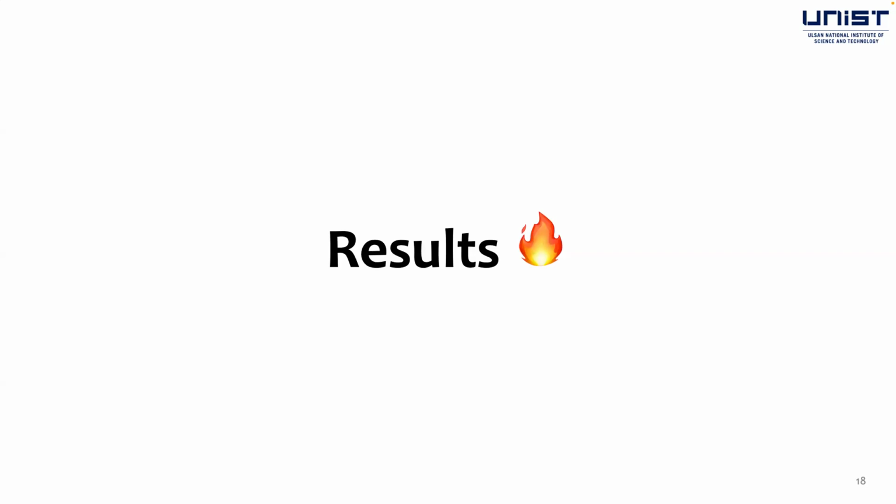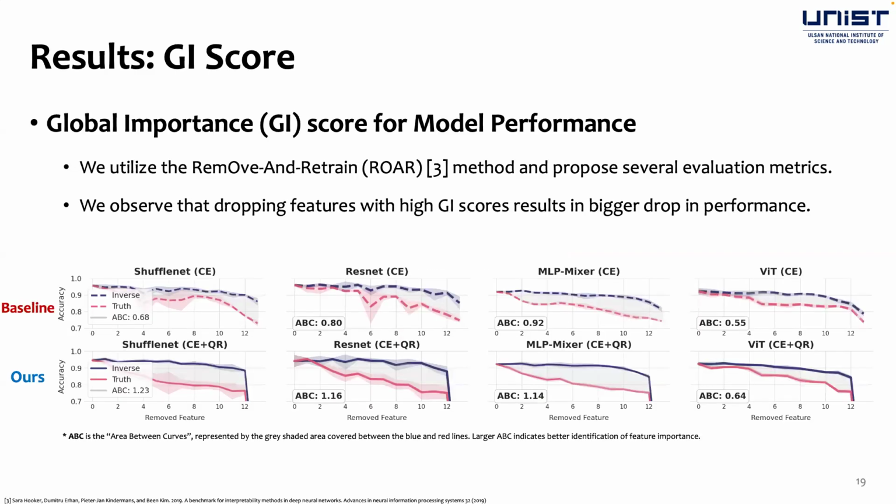Let me now share the results of our work. We first evaluate the GI scores using the remove and retrain method. Basically, we first calculate the GI scores and rank each feature by their importance, then remove each feature one by one based on their rank and evaluate their performance on the test set. In this figure, the red truth label represents removing features in the order of actual importance, and the inverse represents dropping features in the order of non-importance.